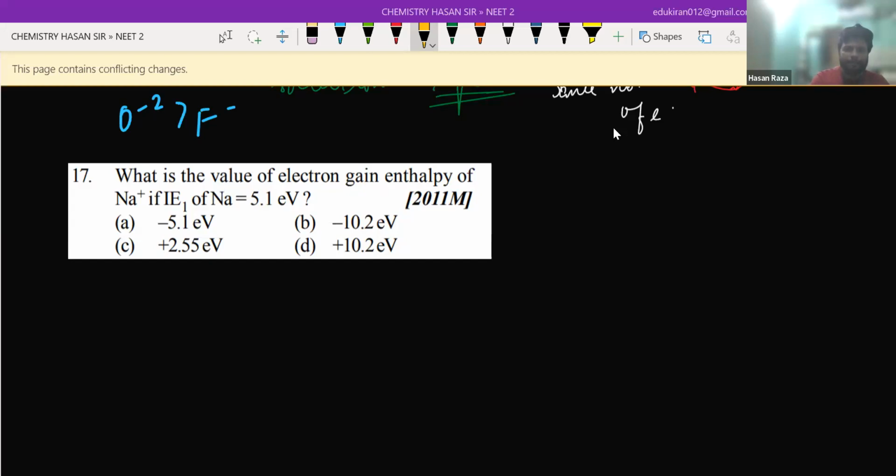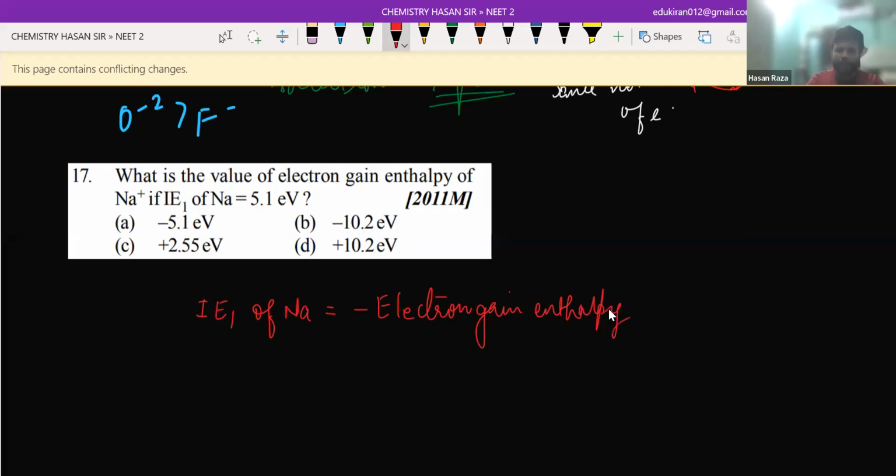Let me know when you are done with this. Option B is incorrect. See, always remember this point. You have studied in the structure of atom that the ionization energy of anything will be equal to the negative of the electron gain enthalpy of Na plus, let's say. This is the concept. So ionization energy is given as 5.1 electron volts, so the answer will be minus 5.1 electron volts.